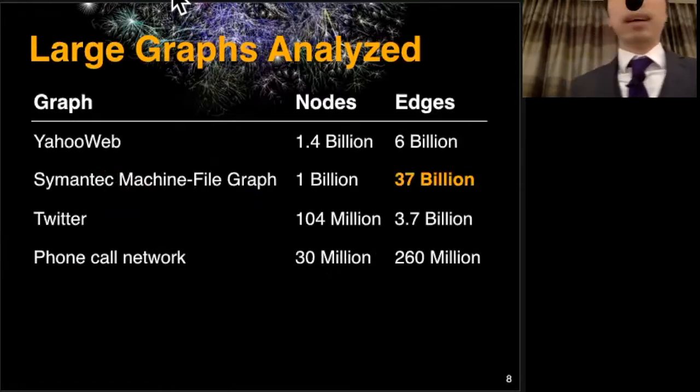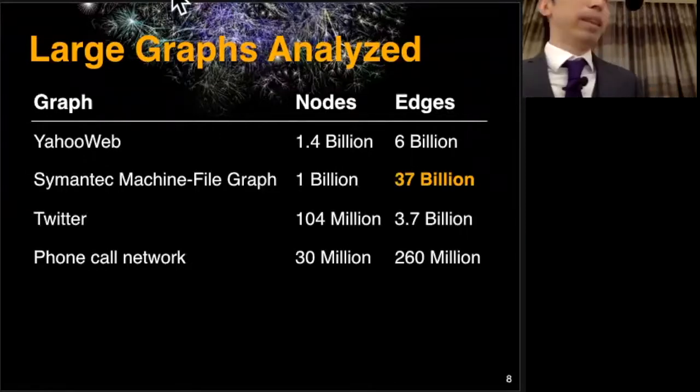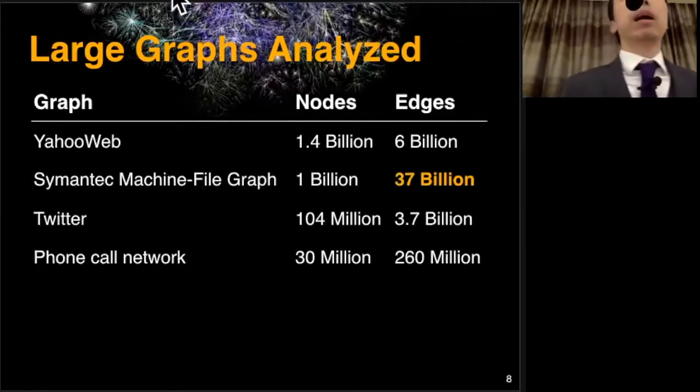So here's a short summary of the largest graph that we analyze. The largest was the second one. It's a collaboration with Symantec, and we call it the machine file graph. It describes the relation between files and machines. If a machine reported a file, then there's an edge connecting them. In that graph, we have 37 billion edges and 1 billion nodes, which are either machines or files.